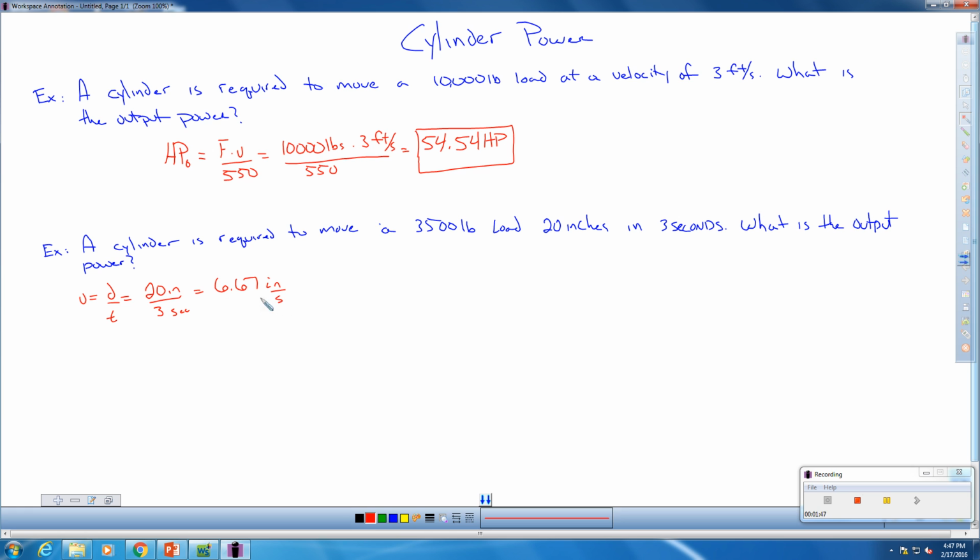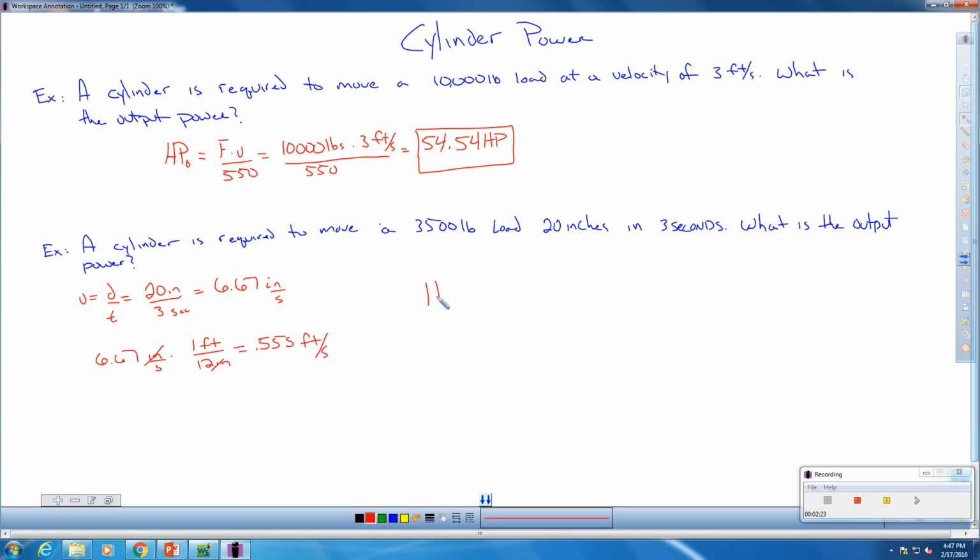But that's not a good unit for us. Remember, we need to be in feet per second for velocity. So in this case, we have to take our 6.67 inches per second. And remember that in 1 foot there is 12 inches. Inches is going to cancel out here. And when we do the division, you should get 0.555 feet per second. So now we have velocity in a good unit here.